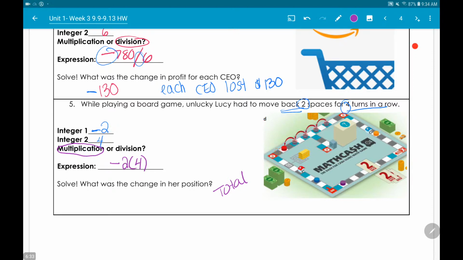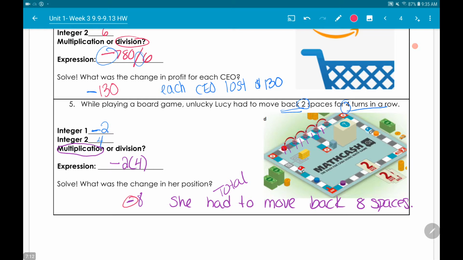I also, since I have my diagram, I can count how many spaces you moved. 1, 2, 3, 4, 5, 6, 7. Oh, sorry, I counted the wrong one. 1, 2, 3, 4, 5, 6, 7, 8. And 2 times 4 is 8. And it is different signs, so it must be negative. So this means she had to move back 8 spaces.